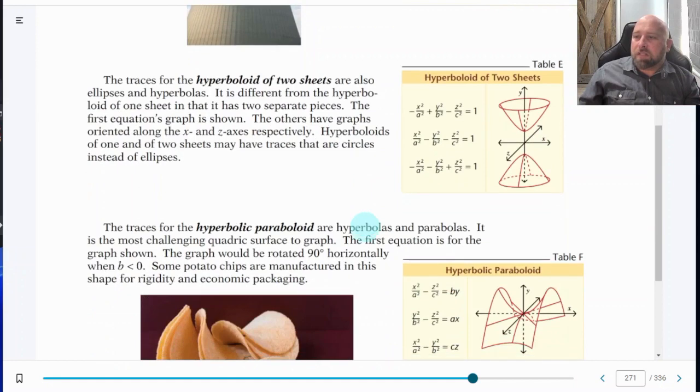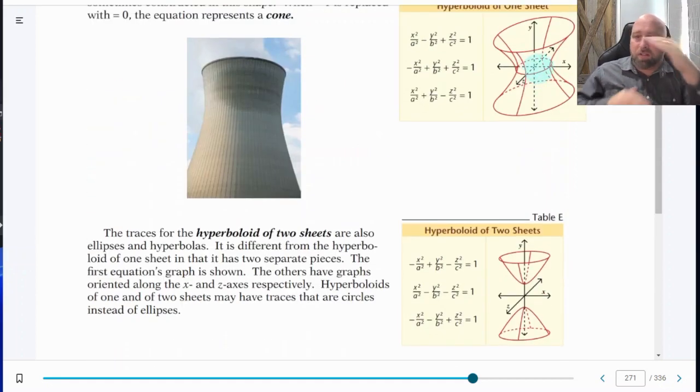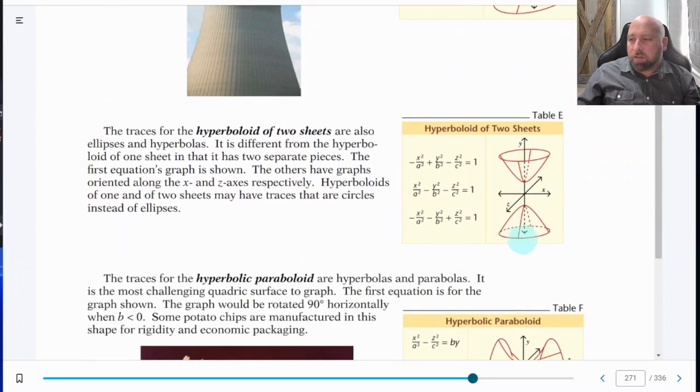The next one is the hyperboloid of 2 sheets. Now, the only difference here, it's the same exact thing, except notice they don't touch each other. Look, this one's touching, okay? It's like the two things are mashed up against each other, and in this one, they're not touching. There's a little bit of a separation. So it's different from the hyperboloid of 1 sheet in that it has 2 separate pieces.